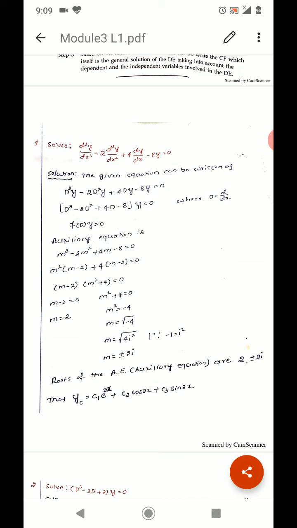So first we will write d by dx as capital D. Therefore the given equation becomes D cube y minus 2 D square y plus 4 Dy minus 8y equal to 0. Since y is a common factor, the equation becomes D cube minus 2D square plus 4D minus 8 of y equal to 0. So taking the term within the bracket as f of D, it will become f of D into y equal to 0.